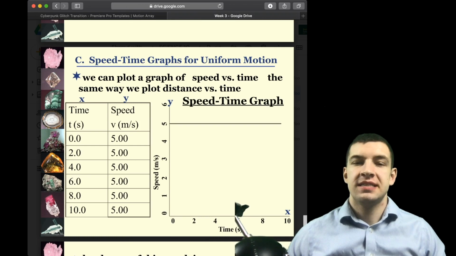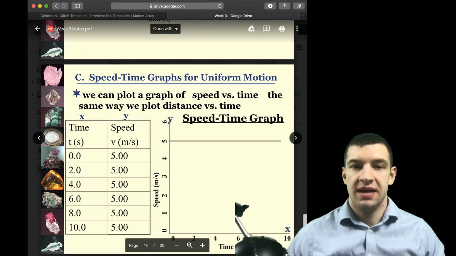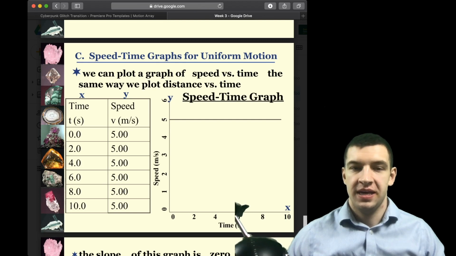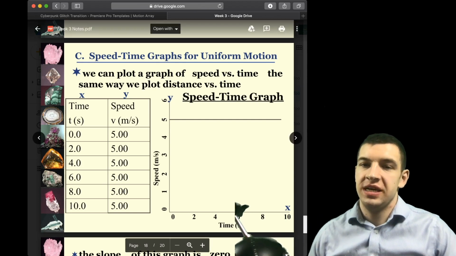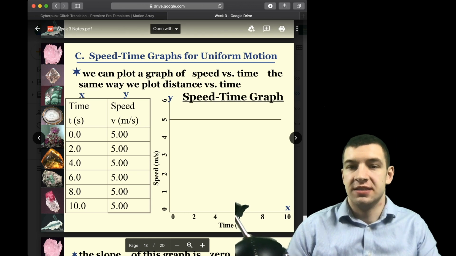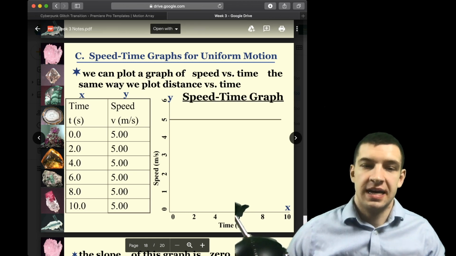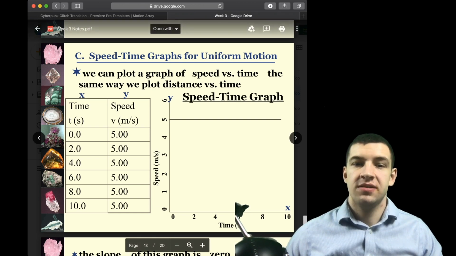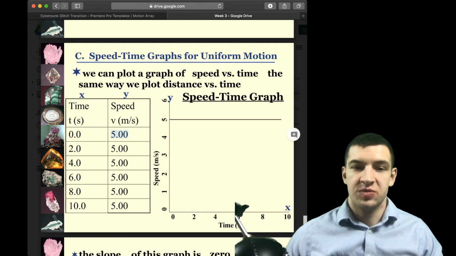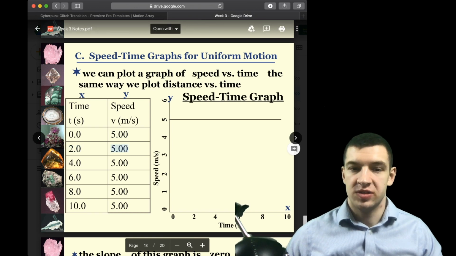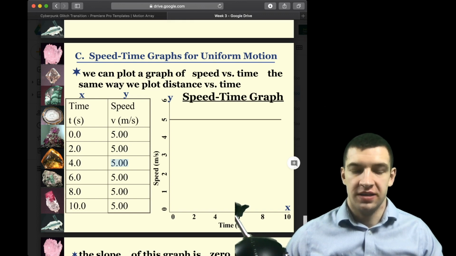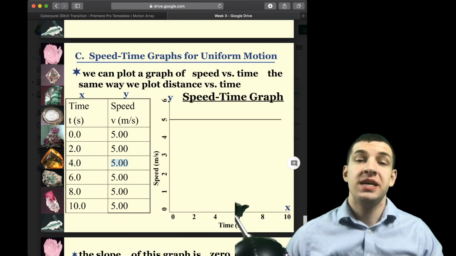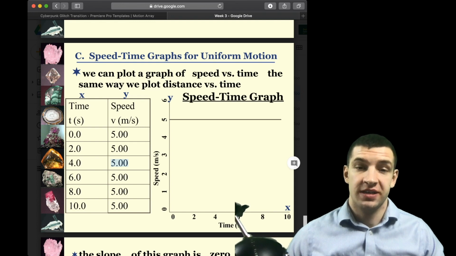So now that was distance time graphs. Now we're going to look at speed time graphs. We can plot the graph speed versus time the same way we plot distance versus time. So look at this example right here. We have a little chart here that shows at time 0 we are moving 5 meters per second. At time 2 seconds we are moving 5 meters per second. Time 4 seconds we are moving 5 meters per second, and then so on. It's always 5 meters per second. So what this means is speed doesn't change whatsoever during the time.